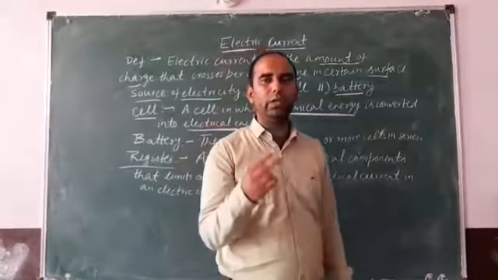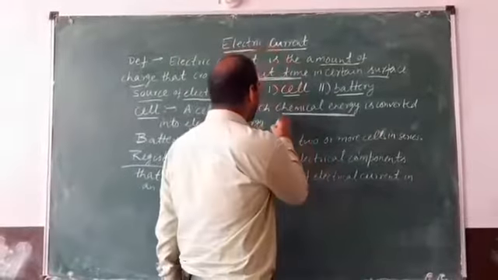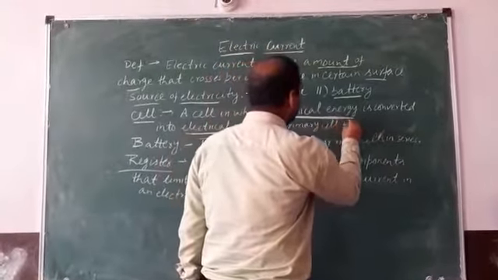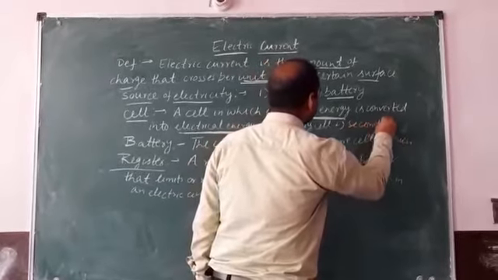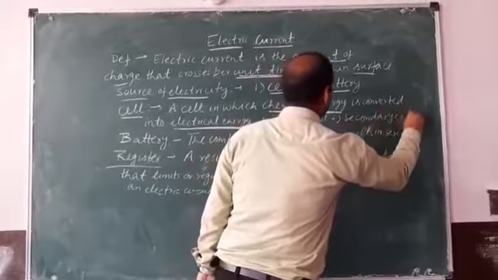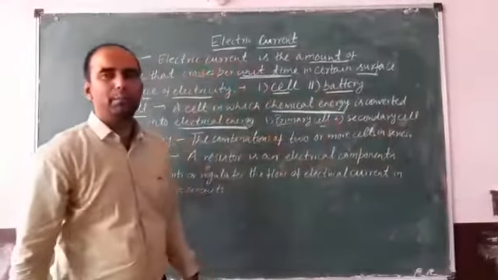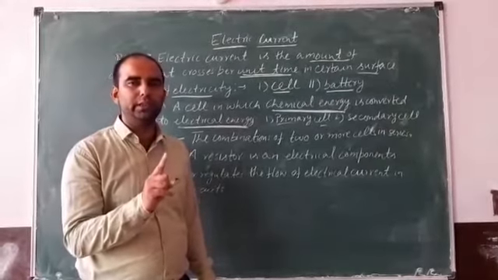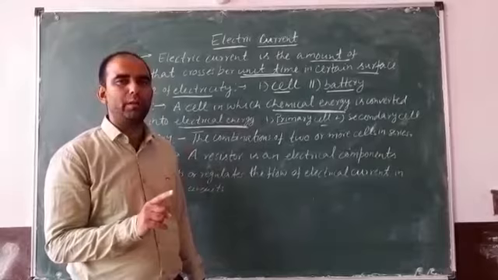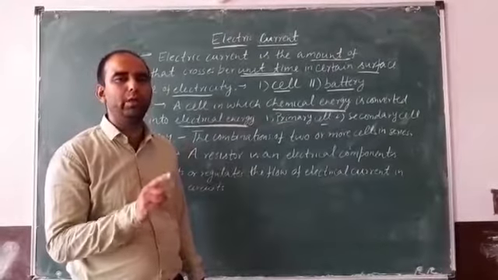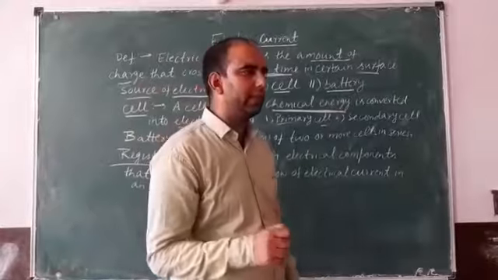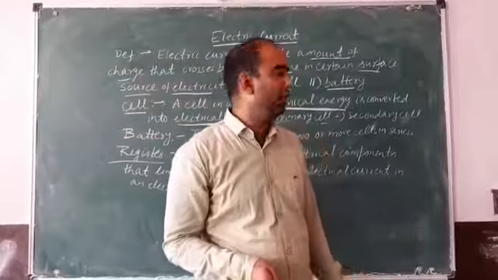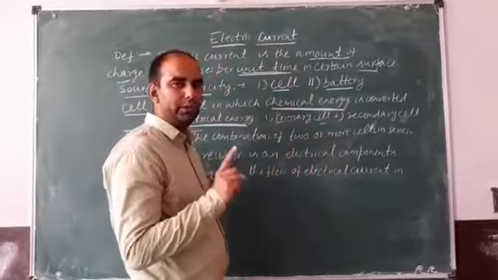And cells are of two types. First is the primary cell and second is the secondary cell. What do you mean by primary cell? Primary cells are those cells which are used only once. The cells used in a torch, calculator, and watches are primary cells because they are used once.